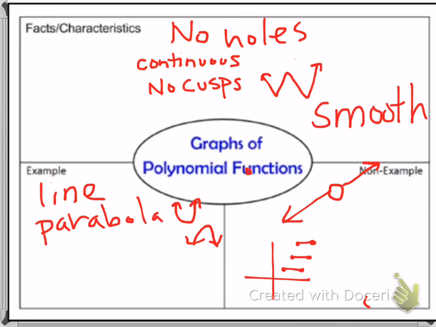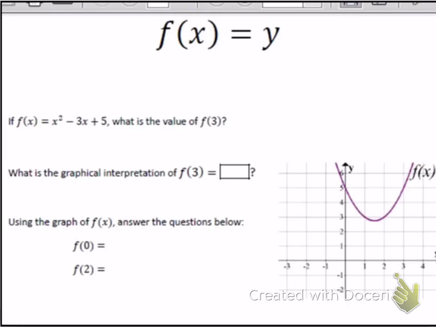Okay, we're going to start looking at some graphs of continuous functions. But before we do, we're going to review what function notation is, just like we did on the bell work. The f of x value really just stands for y. So every time you see f of x, you can think of it as your y value or your output value on a function. So right here, if you have f of x equals x squared minus 3x plus 5, what's the value of f of 3? How are you going to figure that out?